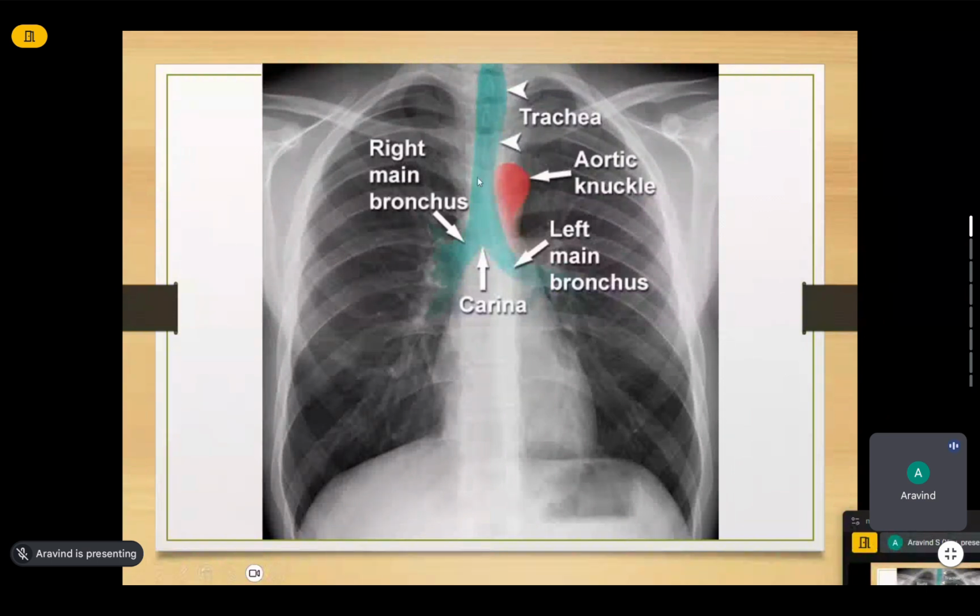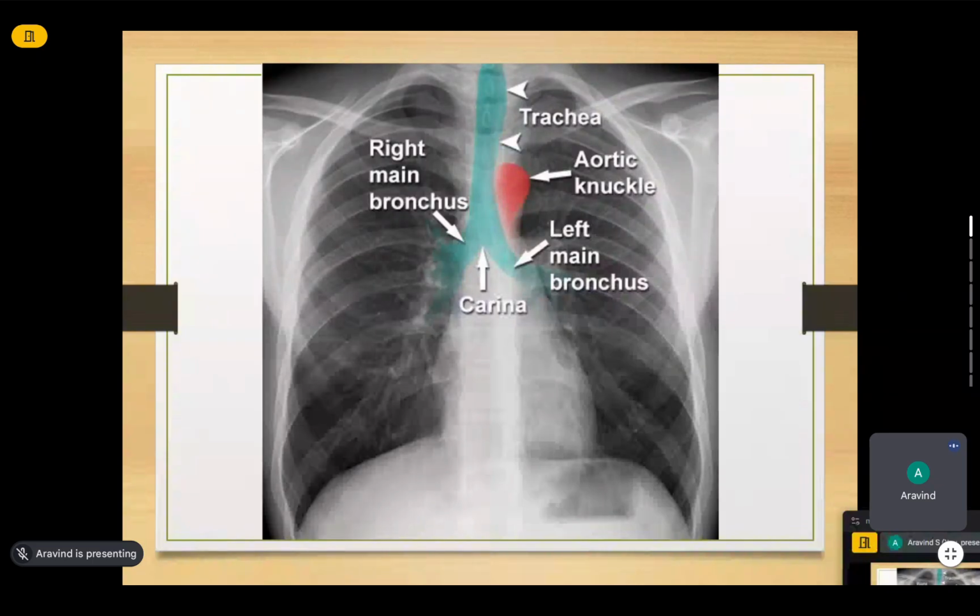The trachea would be slightly oriented towards the right. But if it is overly shifted, then it indicates some issues. If there is any volume loss like atelectasis or lung collapse, the trachea would be shifted ipsilaterally towards the problem site.